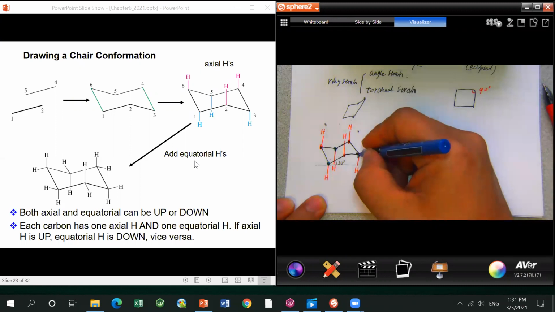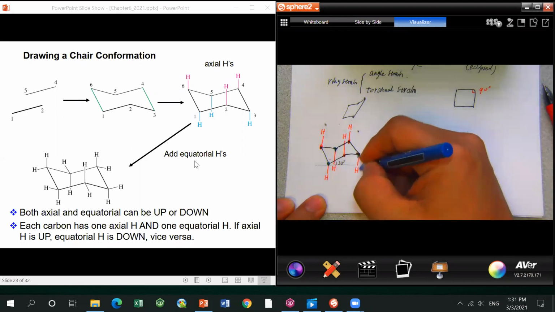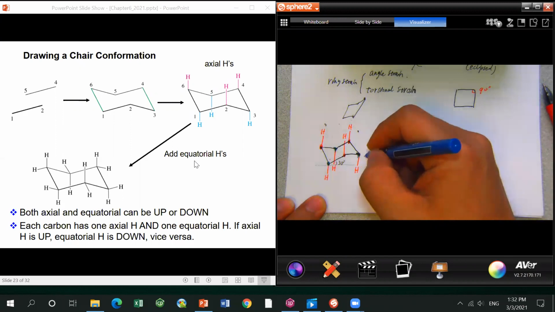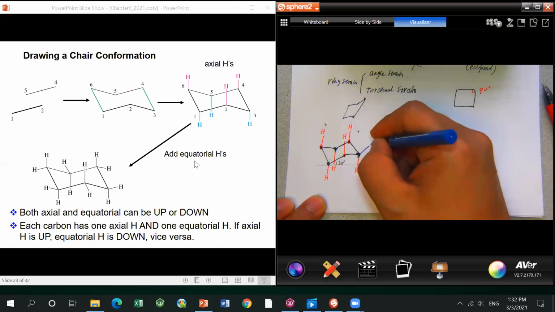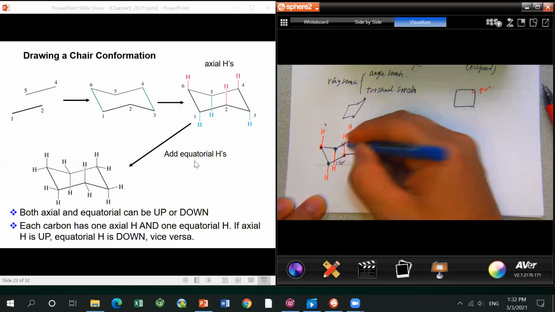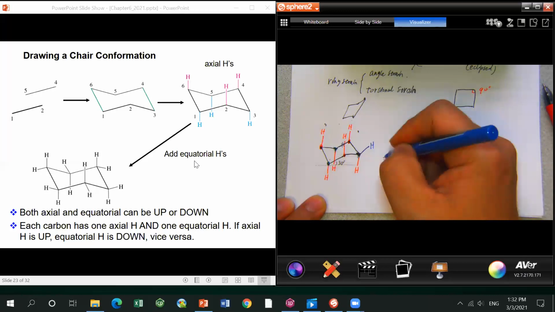What does that mean? Here, this carbon has the axial hydrogen going down, so its equatorial hydrogen should be going up. How do we draw the upward equatorial bond? You need to find a parallel bond in the molecule. That's actually this one. These two are parallel to each other.